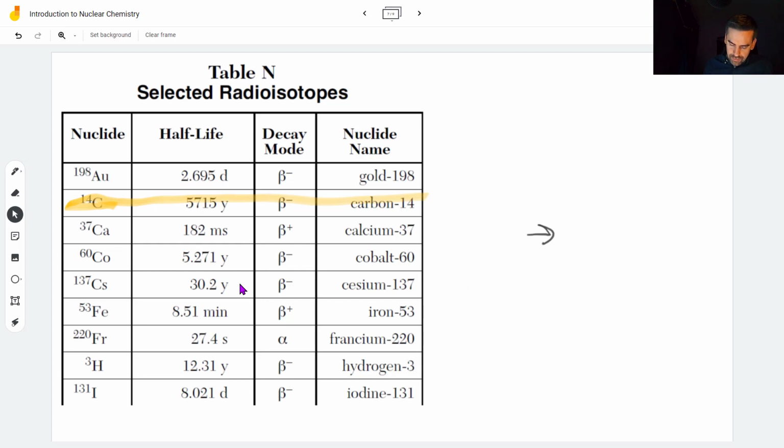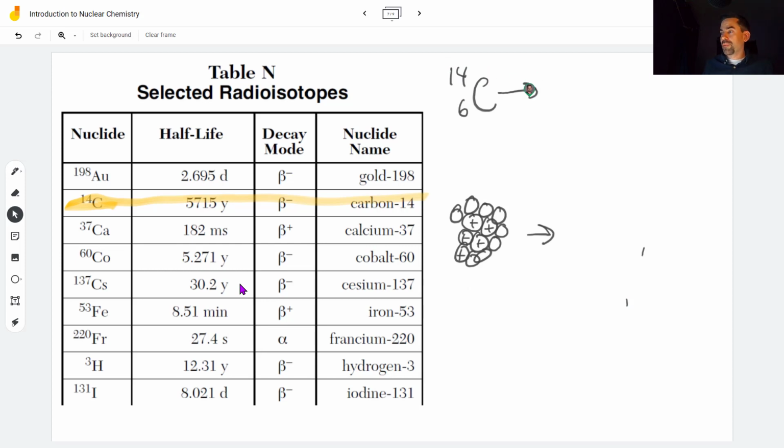Carbon 14. We know carbon has 6 protons from the periodic table. 1, 2, 3, 4, 5, 6, and 8 neutrons, because that needs to add up to 14. So C-14, 6, and it's going to decay.